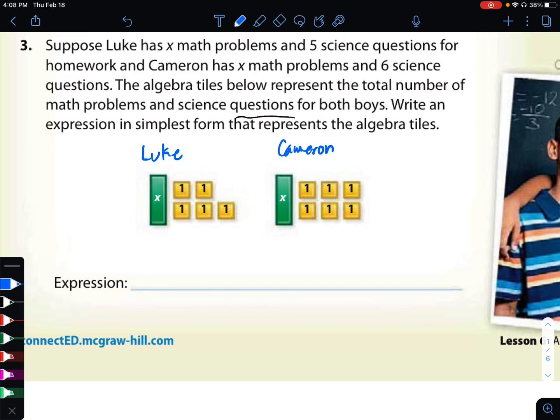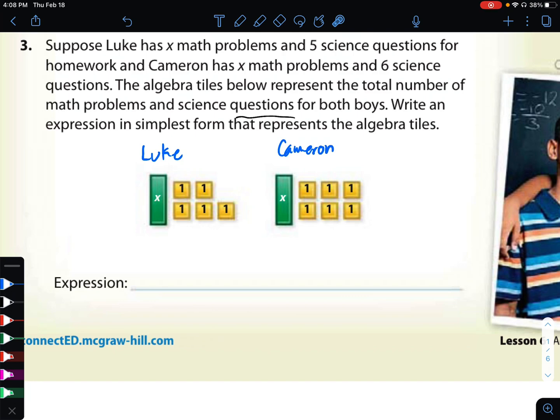If you look at our algebra tiles, it goes back to the words of the problem. Luke has x math problems, this is it, x, and 5 science questions: 1, 2, 3, 4, 5. So the unit tiles represent the science questions, and the x tile represents the math problems. Cameron has x math problems, that's the one, and he has 6 science problems: 1, 2, 3, 4, 5, 6.